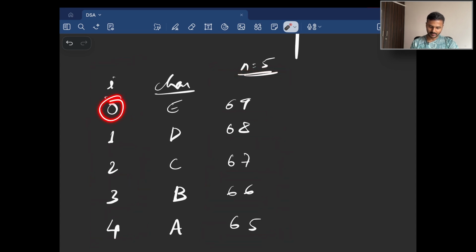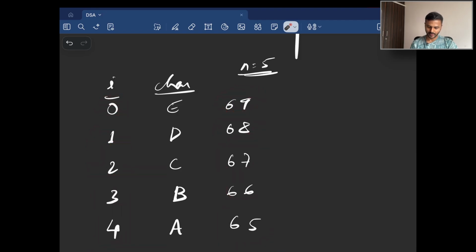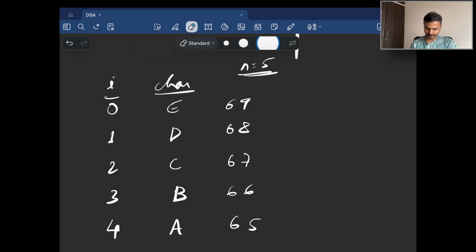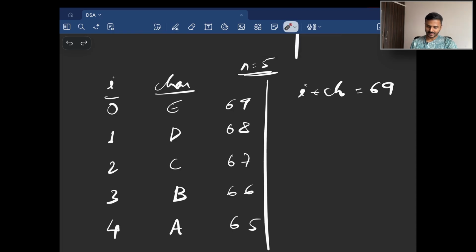So if you compare the values of i and the ASCII representation of what we are supposed to print, you would notice that i plus the character that we are supposed to print is coming out to be 69 in this case, right? So can we put it down this way? i plus the character that we're supposed to print is 69. So now the next question is, where is this 69 coming from?